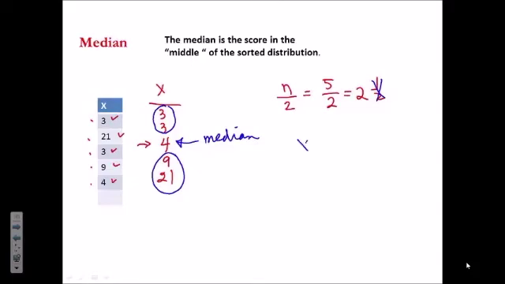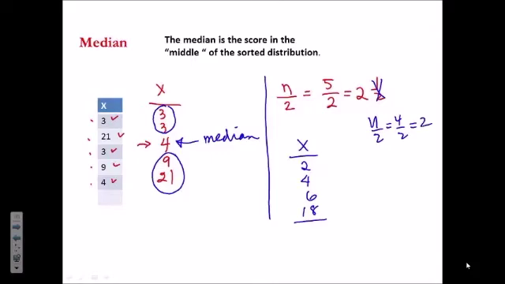By the way, if you had, say, an even number of scores, like this, for example, you would do a similar kind of thing. N over 2 would be 4 over 2, which would be 2. Now go down 2 from the top and 2 from the bottom, and you'll notice now with an even number of scores, there is no score in the middle. So what we do in that case is take a number halfway between these 2 scores that are in the middle, 4 and 6. Halfway between 4 and 6 is 5. 5 would be the median.